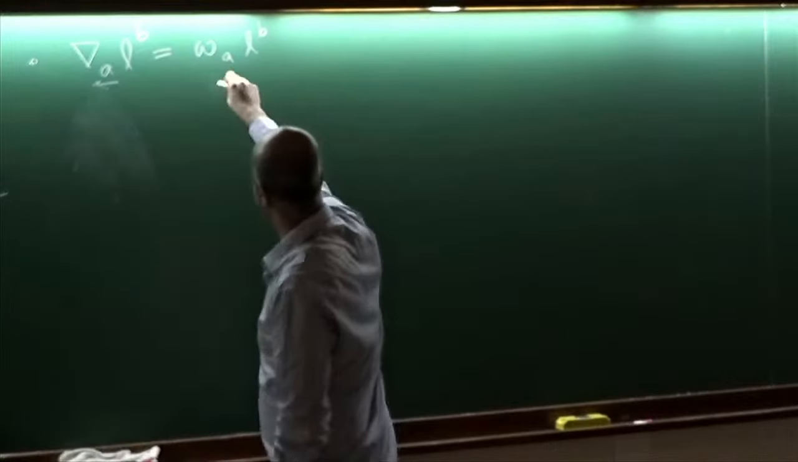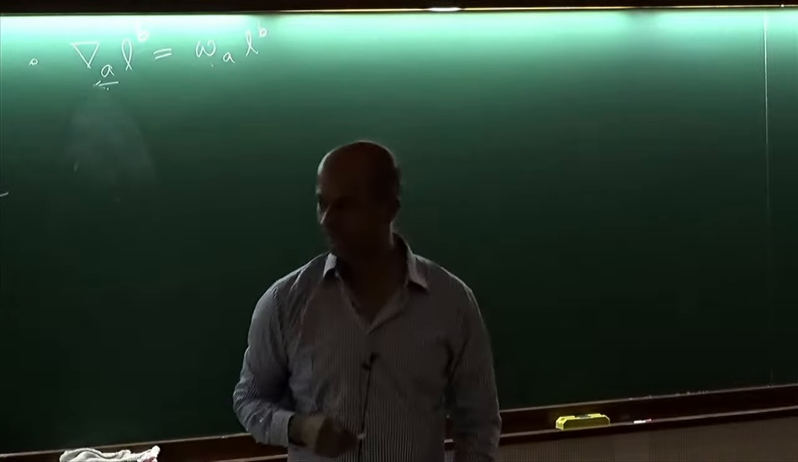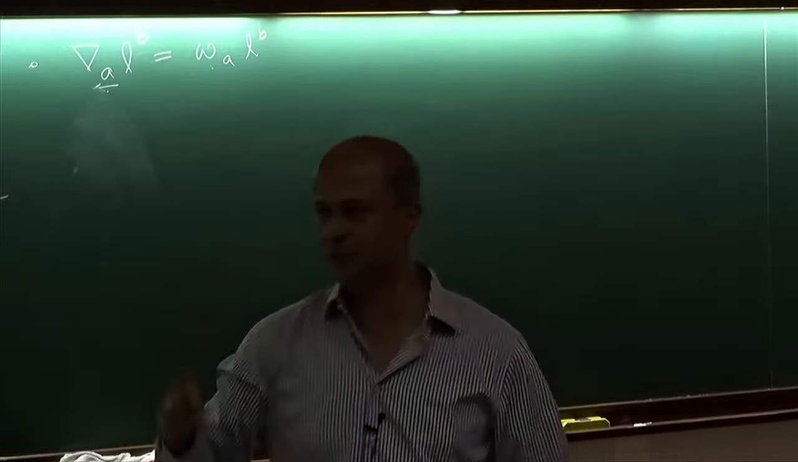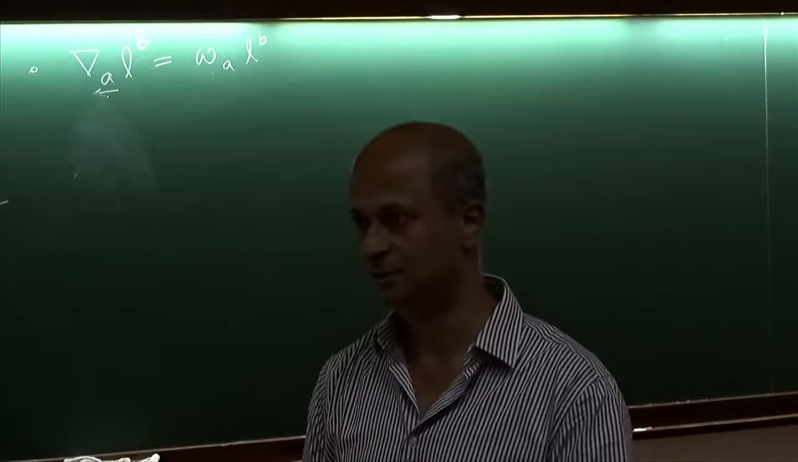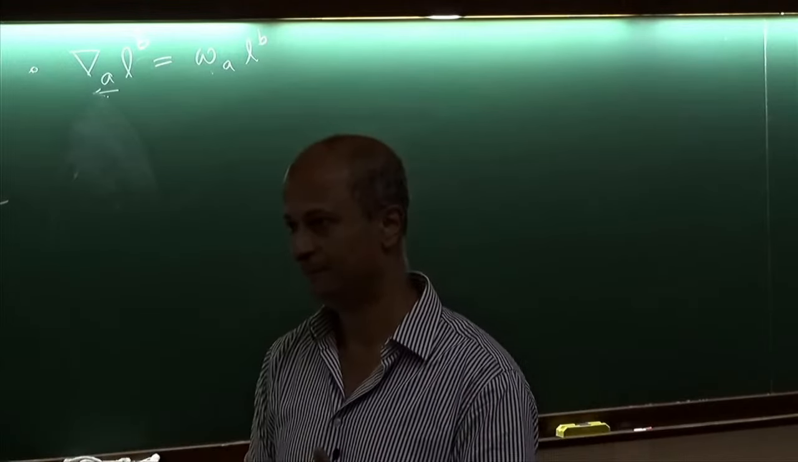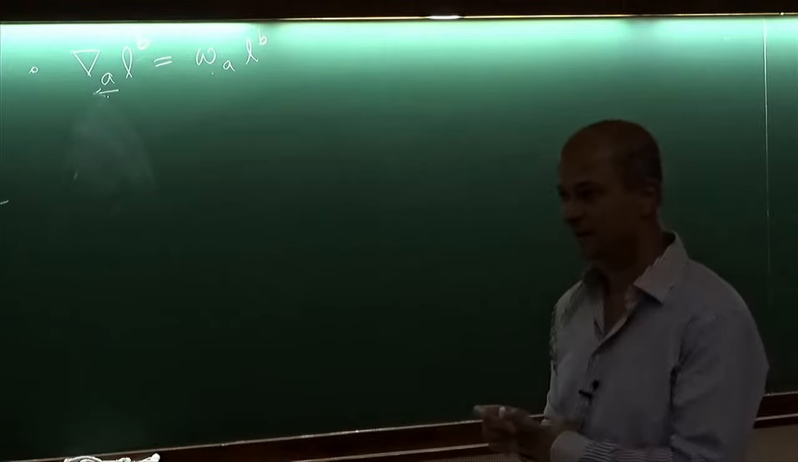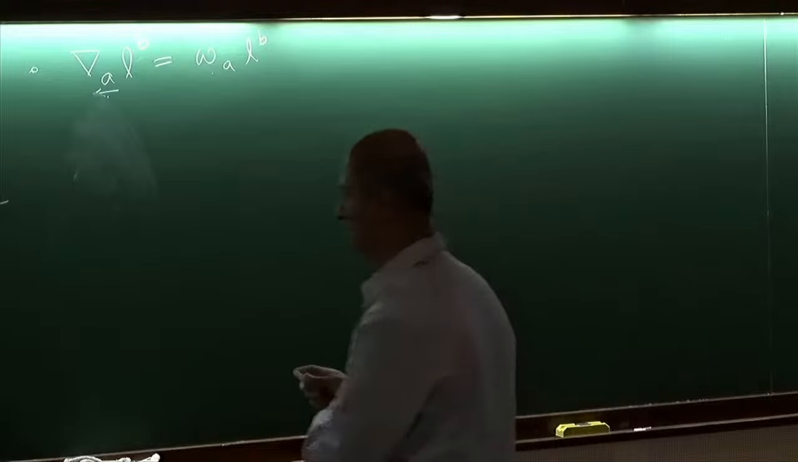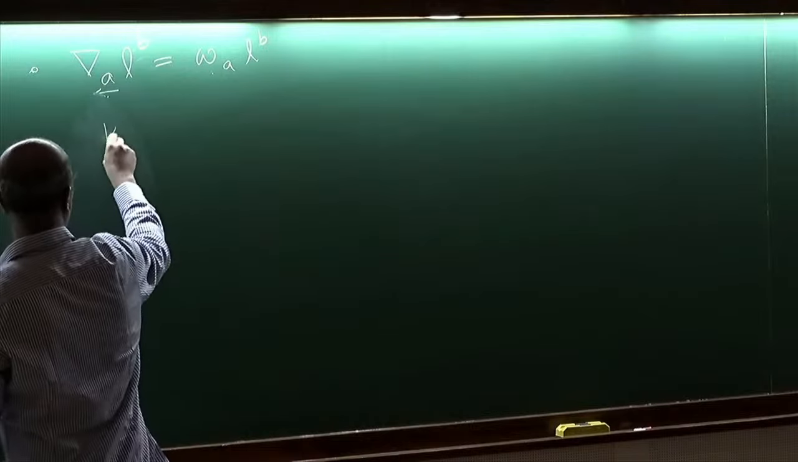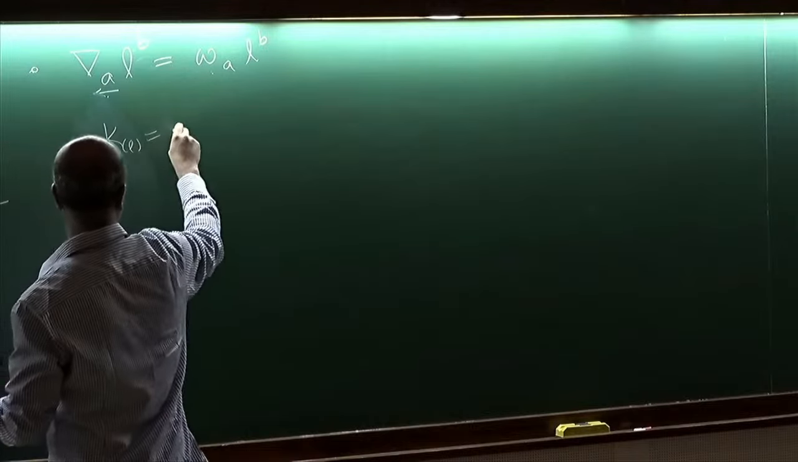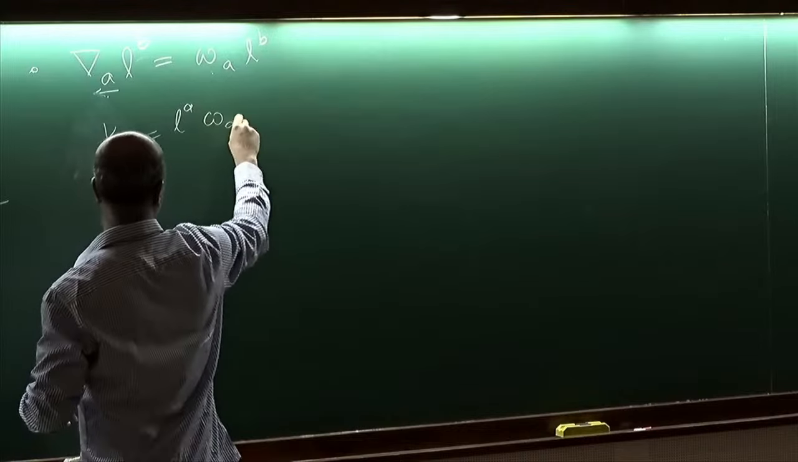So this defines this one form omega just from the condition of 0 expansion, shear, and twist. And this plays a critical role in the whole theory. And you can notice here from this definition of the surface gravity that in fact kappa is L^A omega_A.